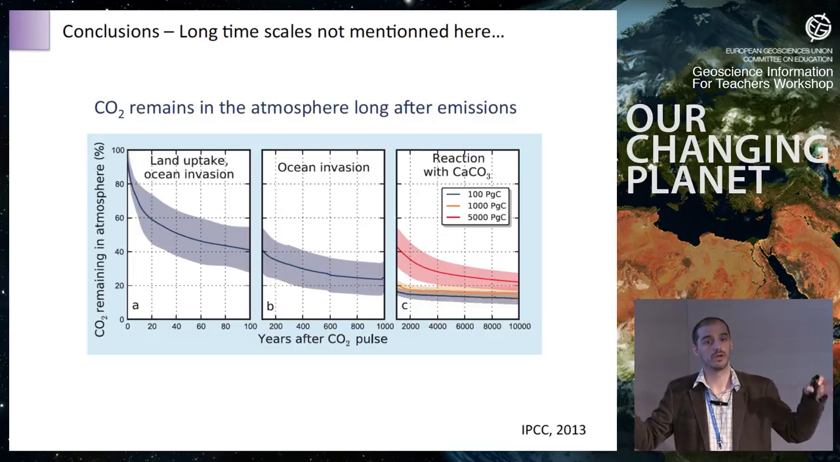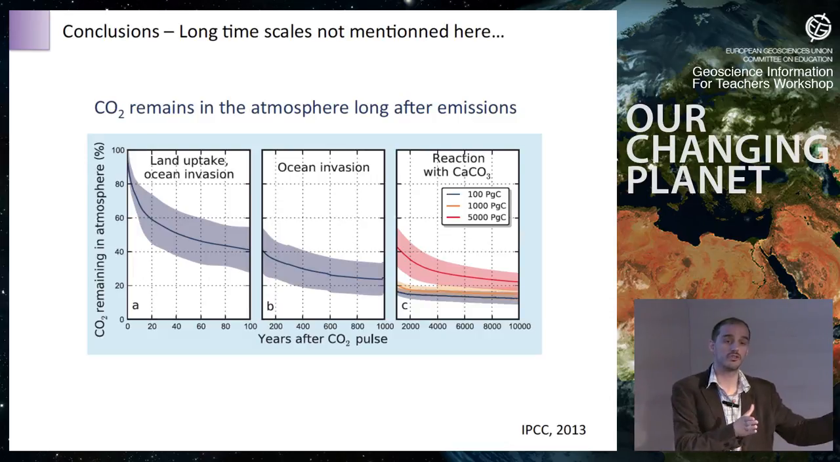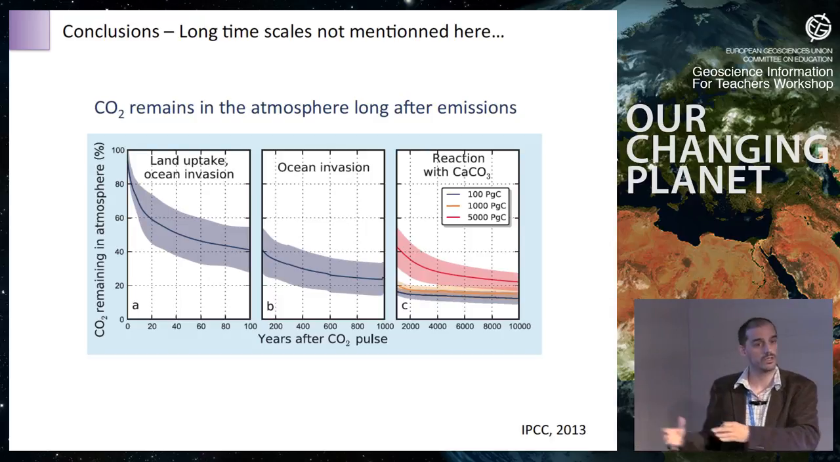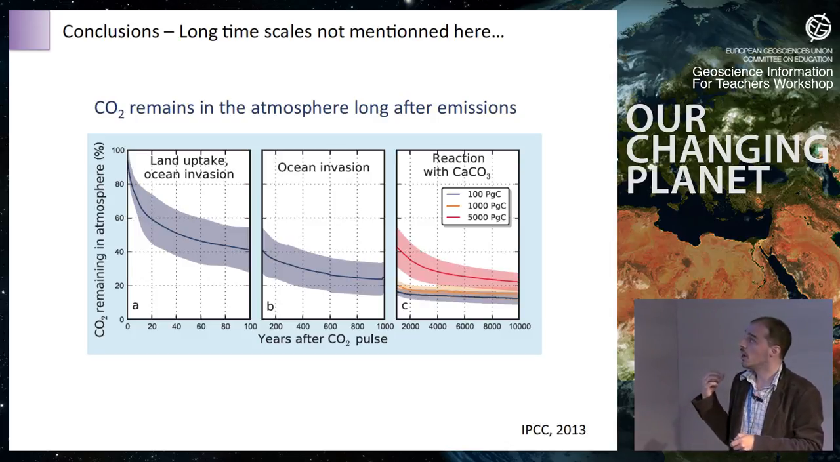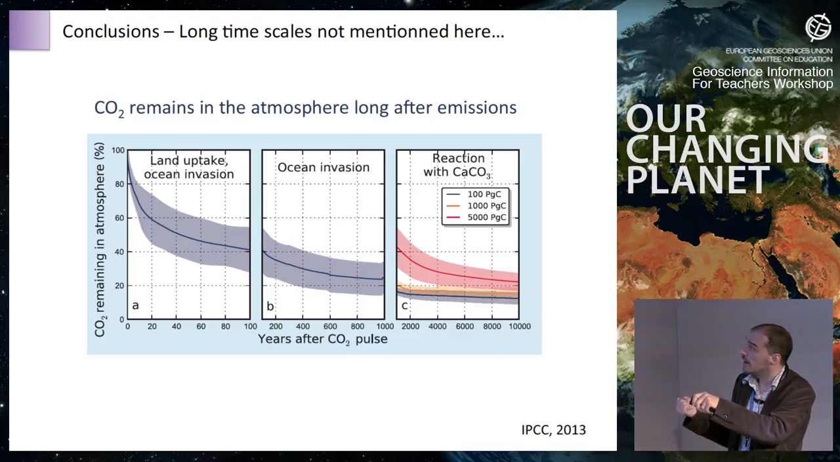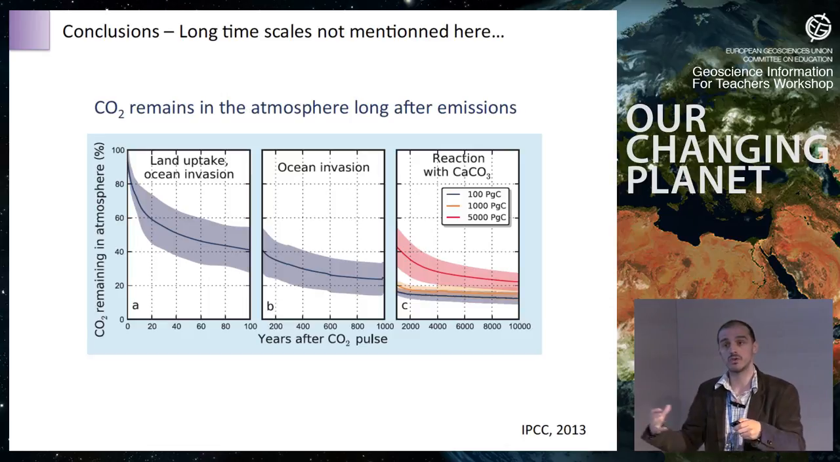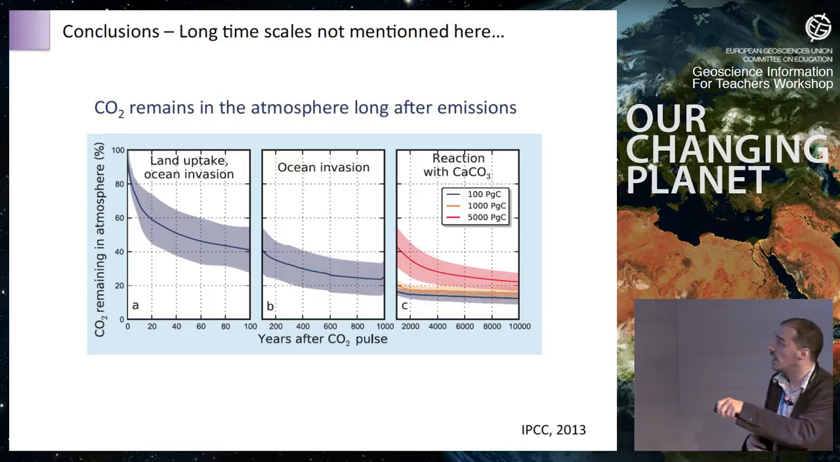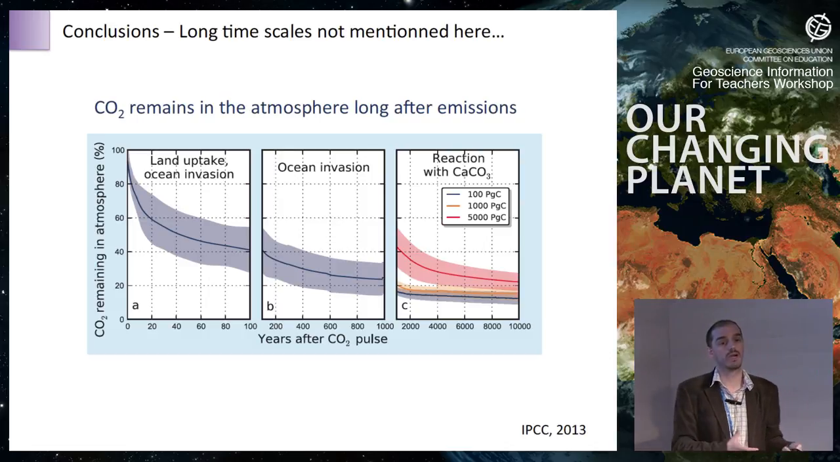We've been talking about the next decades, up to maybe 2100, and the last decades, the last 50 years mostly. And that's something that Annie also mentioned in her talk. The CO2 that we emit in the atmosphere will remain long after emissions. And here you have an idealized simulation in which you have a pulse of CO2 in the atmosphere. We've been talking about these first parts. Land and ocean are absorbing part of this CO2. If you wait 100 years, half of the CO2 will be absorbed by the ocean and by the land. Still half remains in the atmosphere.